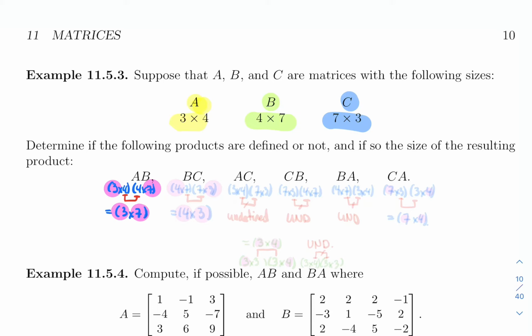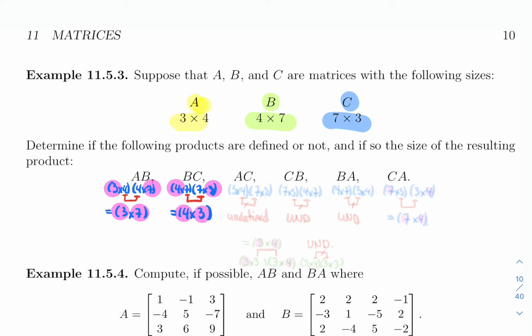So what about B times C? B times C, we have a 4 by 7 still, and C is a 7 by 3. So you can see that the inner numbers are again equal. So the final dimension will be a 4 by 3. Again, if you want to see where these numbers are coming from, 4, 3, 4, 3.